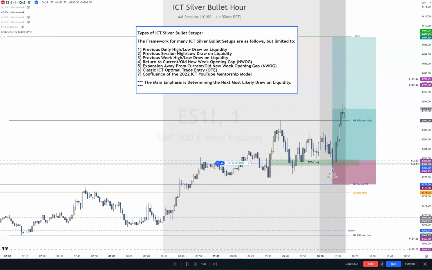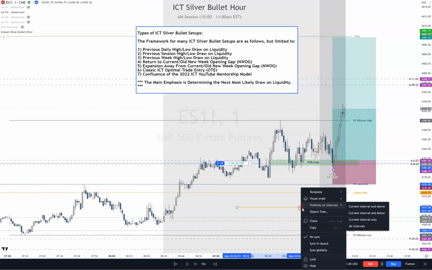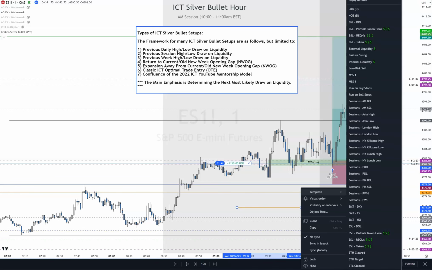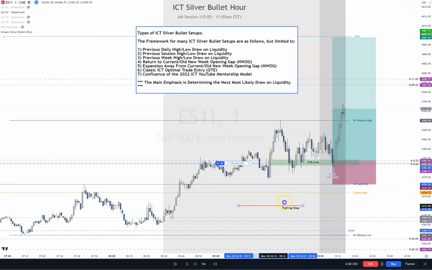Okay, so I'm going to start trailing my stop, how I would trail my stop on this. So I'm going to show you. Someone asked me before how I did that. So I wanted to show you here. So right now my stop's right here, right? So then I see a fair value gap right here.